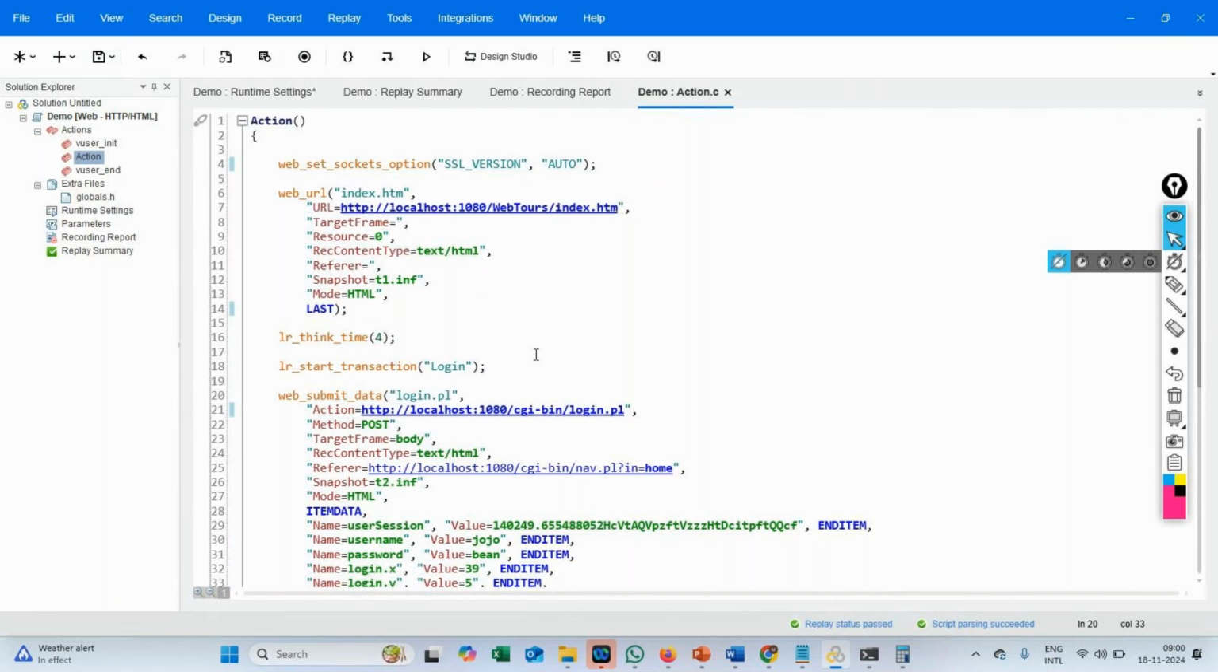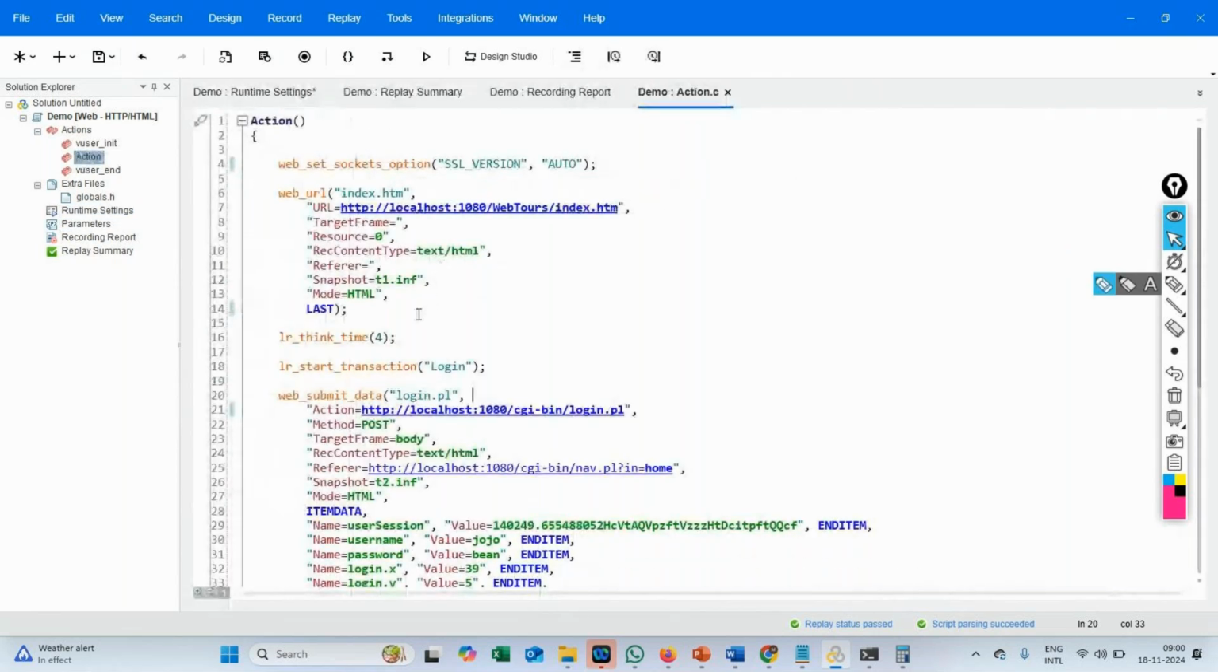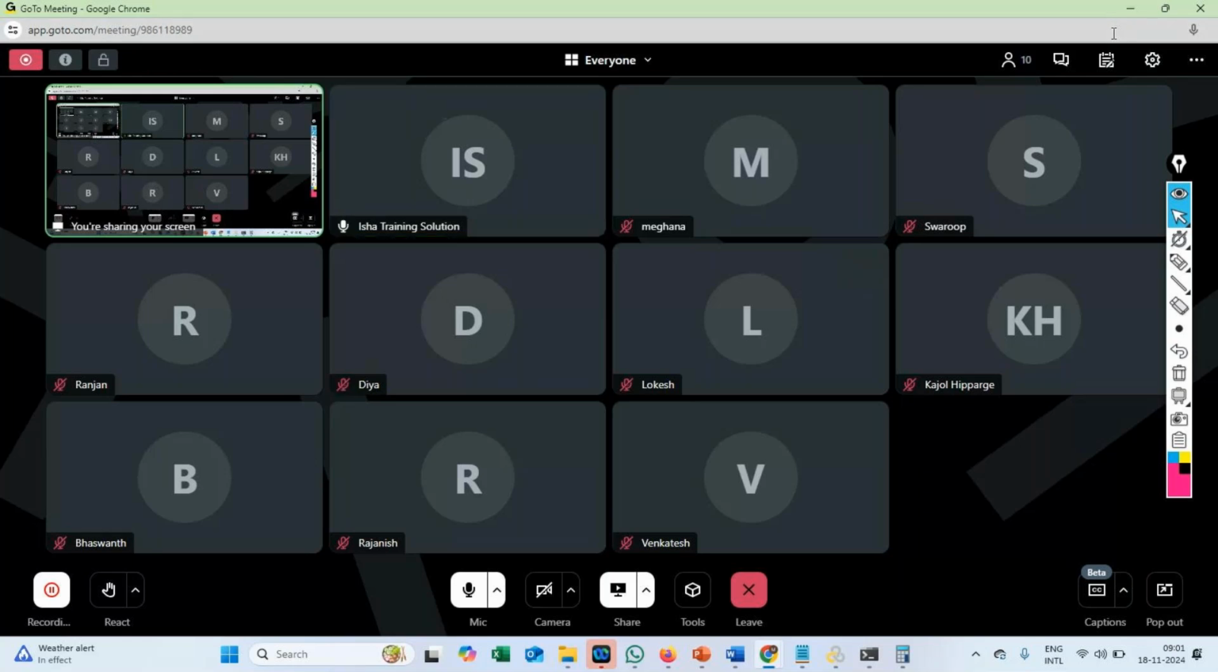What if you are unable to record? What is the alternative? And what are these runtime settings? Then we'll start with C language basics, and then we'll proceed with some LoadRunner concepts. Okay. So if you have any further questions, do reach out to me on WhatsApp. I'll be able to assist you. I'll call you back.